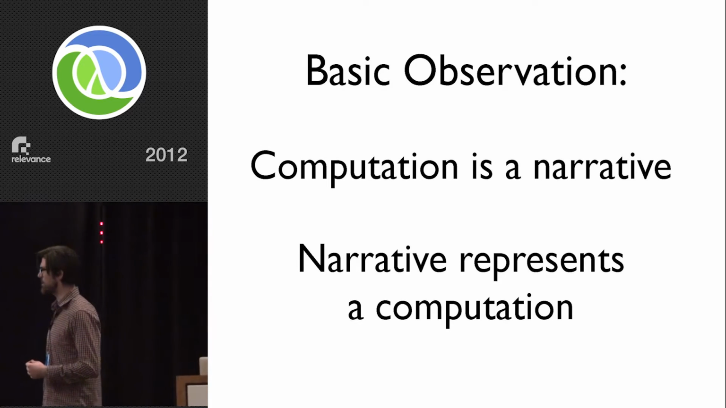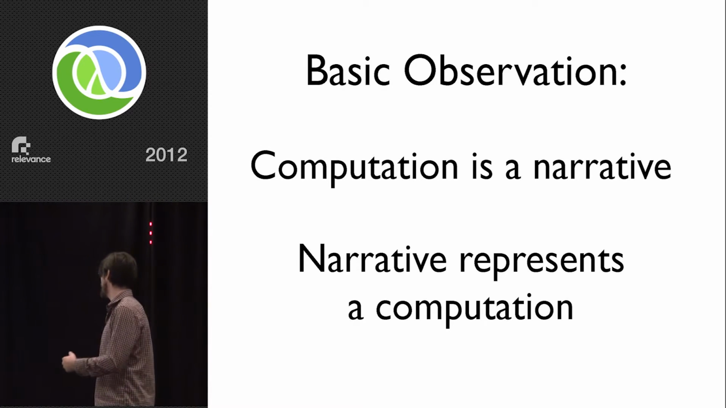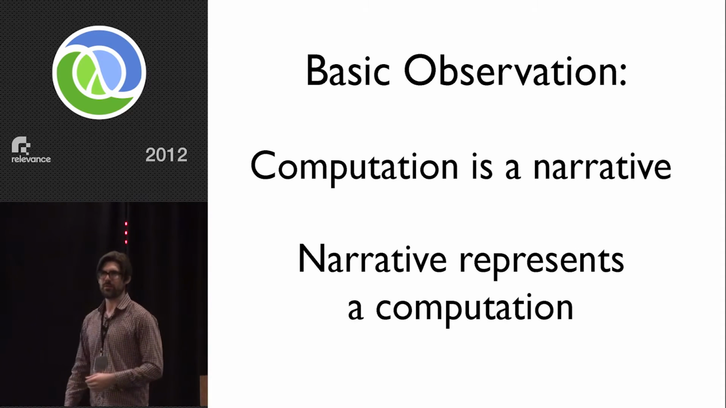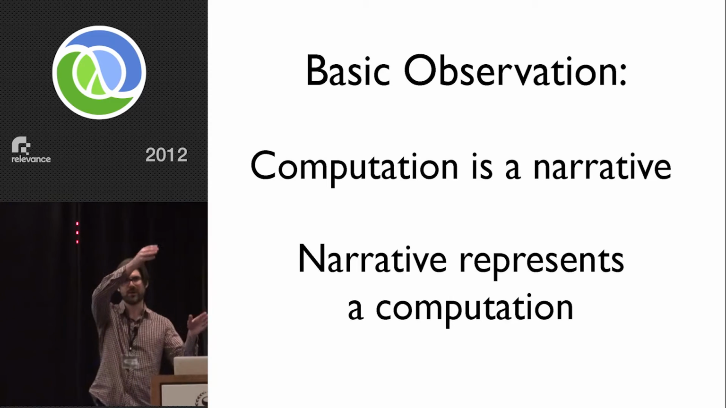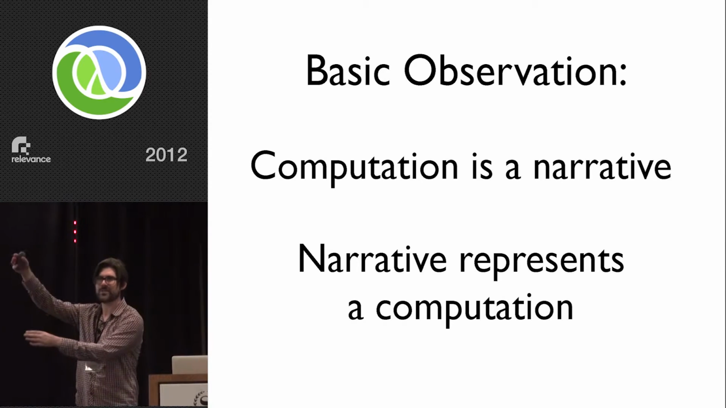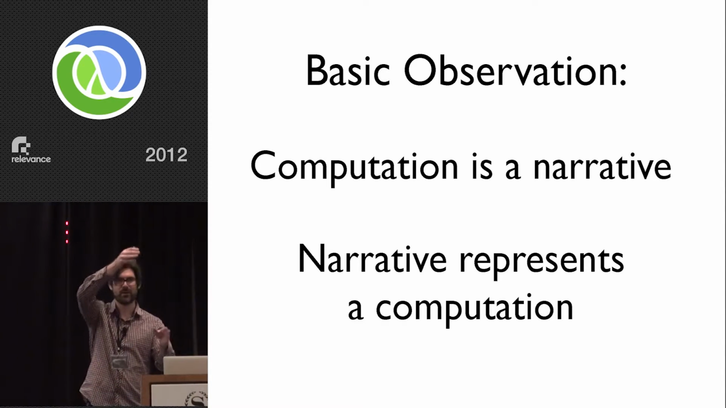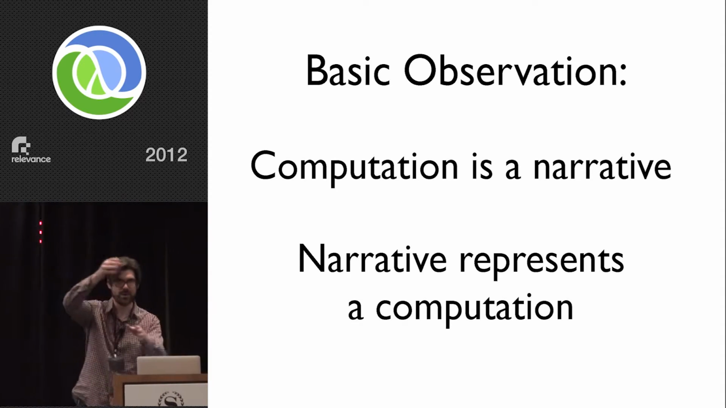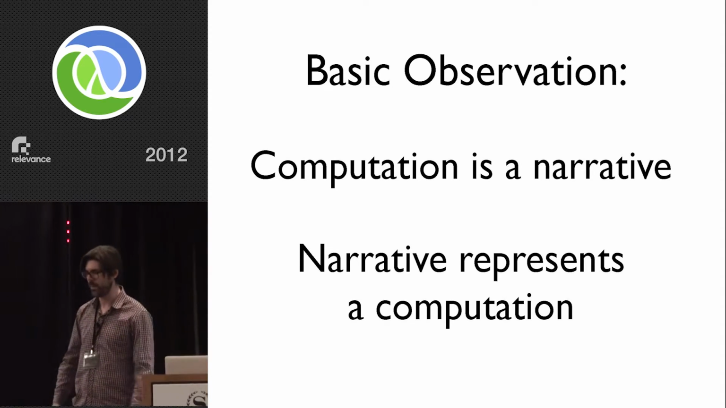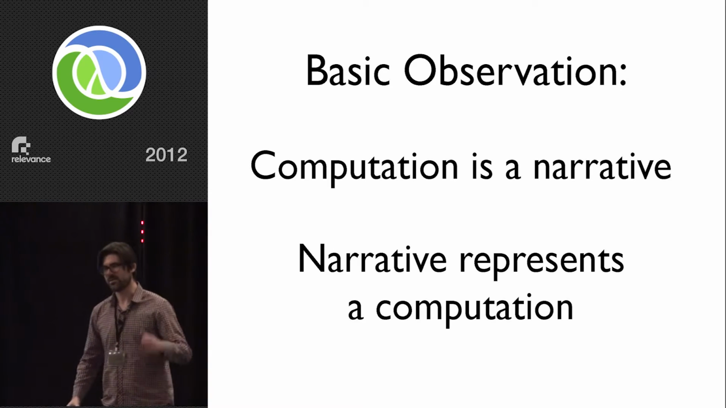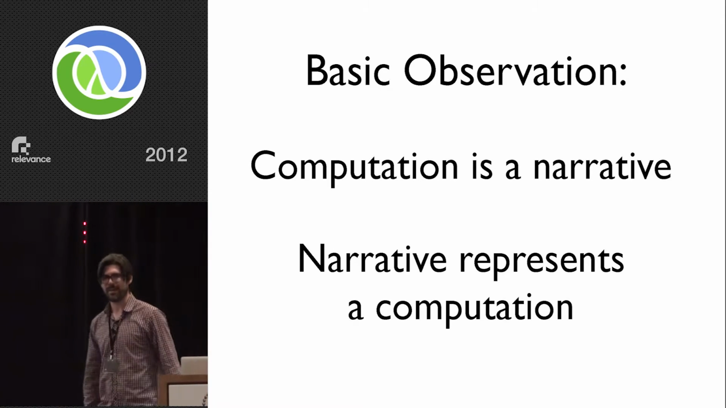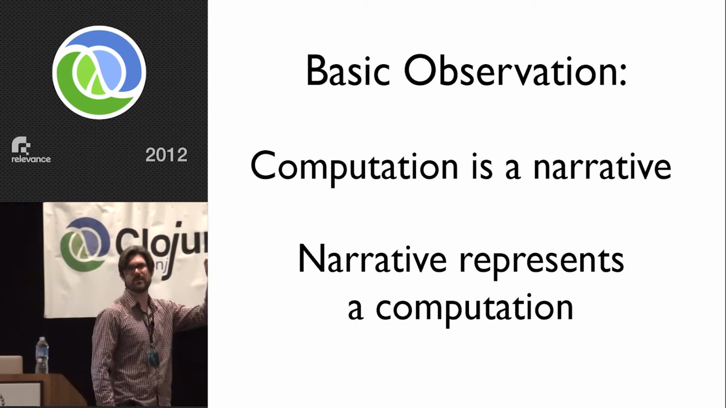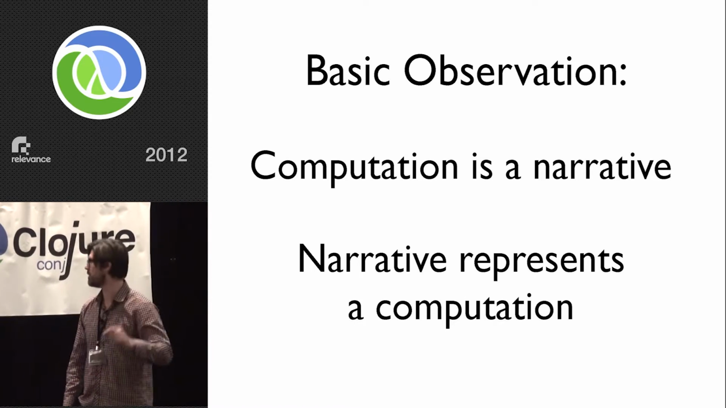So here's a basic observation. Computation is a narrative, and narrative represents a computation. They're both essentially about going from point A to point B through a series of steps, an evolutionary process that does this transformation. And it's all about that sequence, really. That's what defines both of those things. If you just take the last element of the sequence, then you've lost something essential, right?